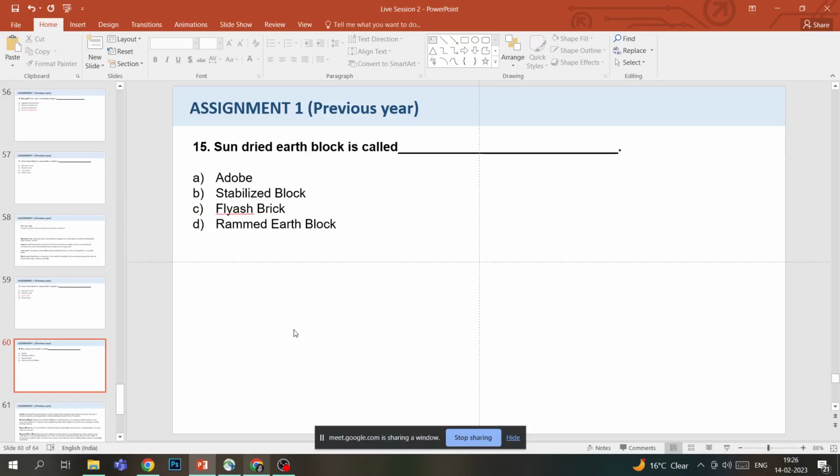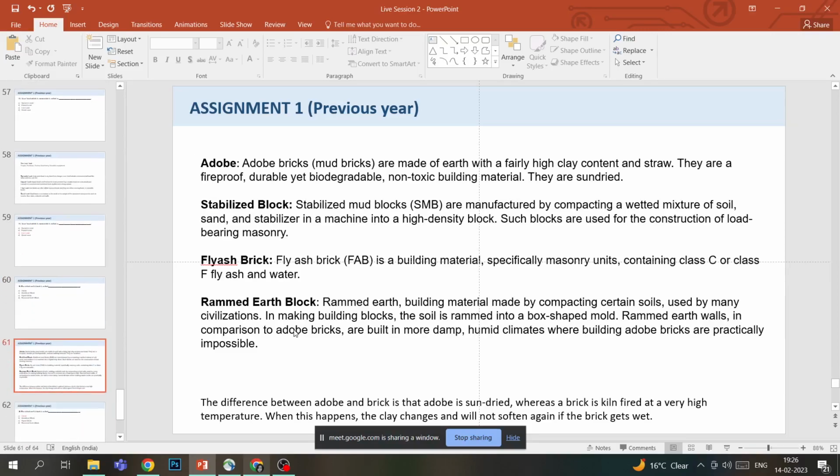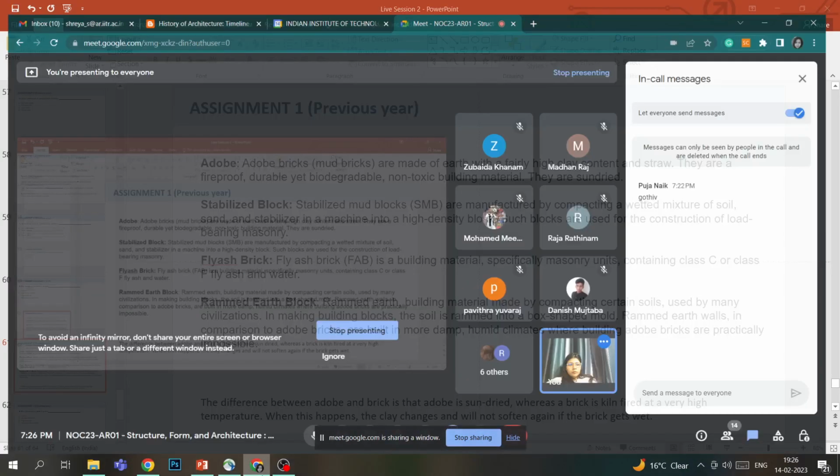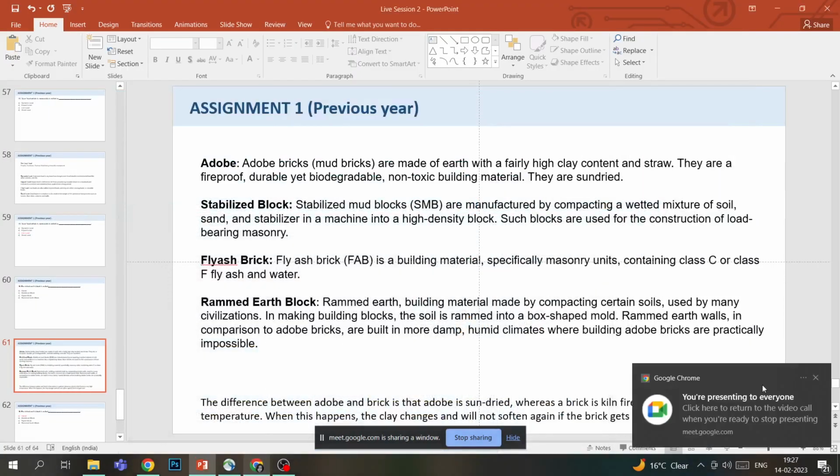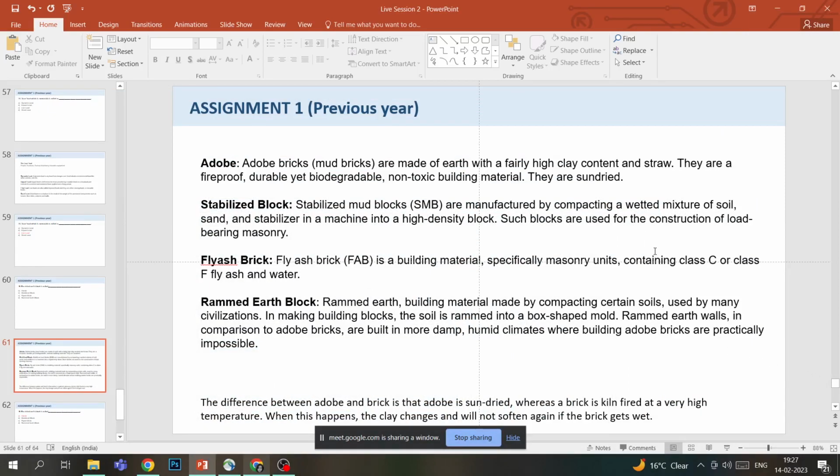Moving on to the last question of today's session. Sun-dried earth block is called adobe, stabilized block, fly ash brick, rammed earth block. So we will see the definition of all these building materials, different kinds of building materials. So adobe bricks or mud bricks are made of earth with a fairly high clay content and straw. They are fireproof, they are durable and biodegradable. And they are non-toxic building material, and they are sun-dried.